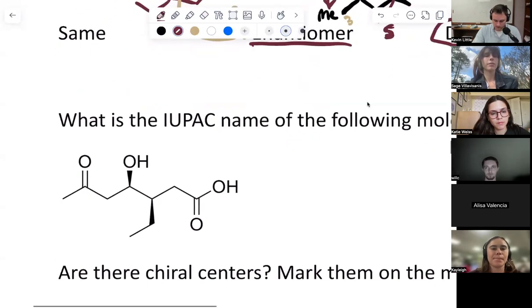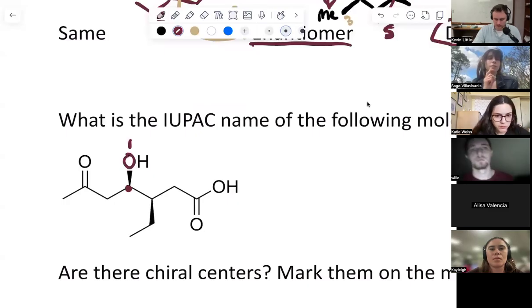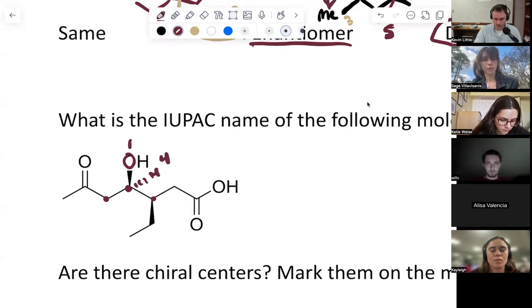And it has a higher priority because it's directly connected to two carbons, where the other one's just one. We start here. This is an oxygen. It gets 1. Done. This is a carbon. This is a carbon. That's a hydrogen. It gets 4. Done.